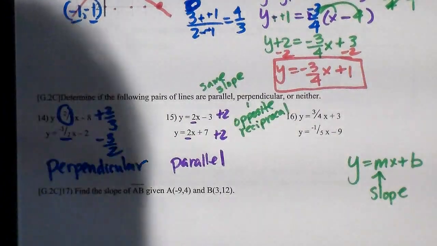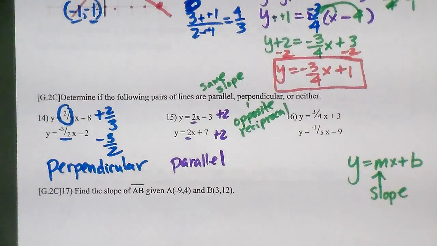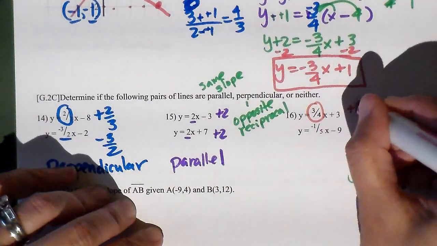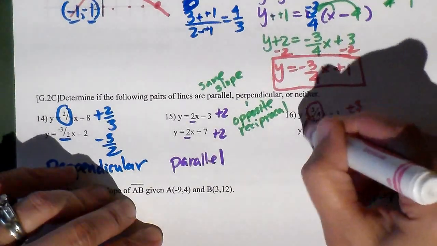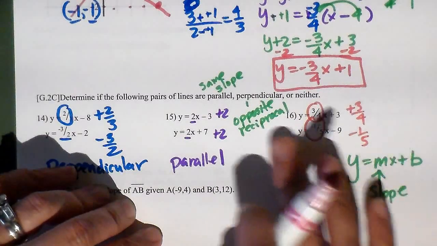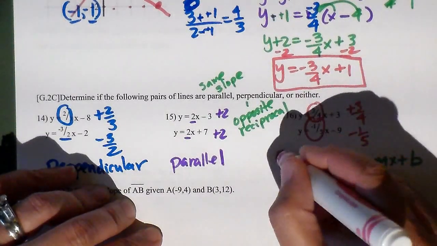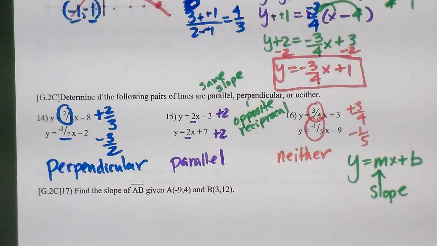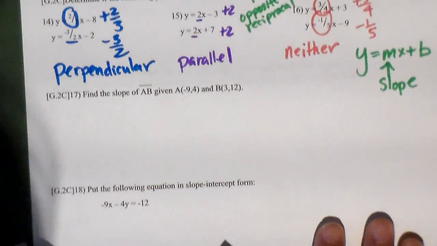Okay. The next one I have is the last one, which I've got the slope of the first line is +3/4. The slope of the second one is -1/5. Are those the same? Nope. Are they opposite and reciprocal? Nope. So these were neither. Okay. So that's how you do those. All right. So let's do the last two.